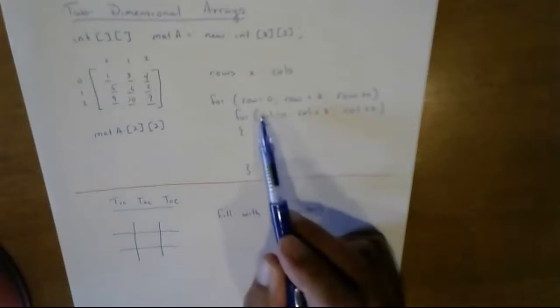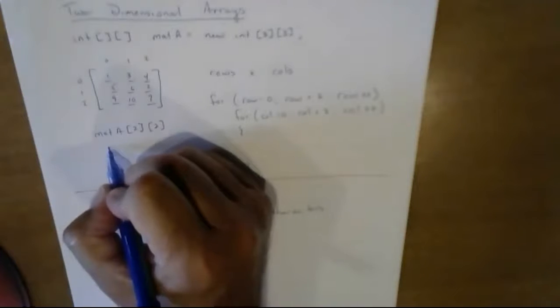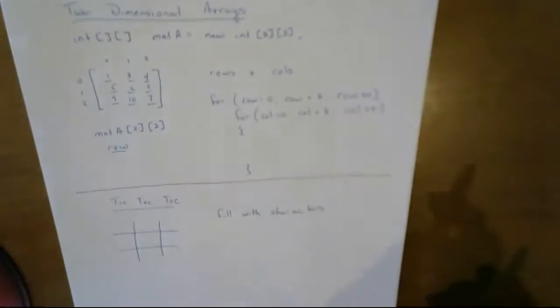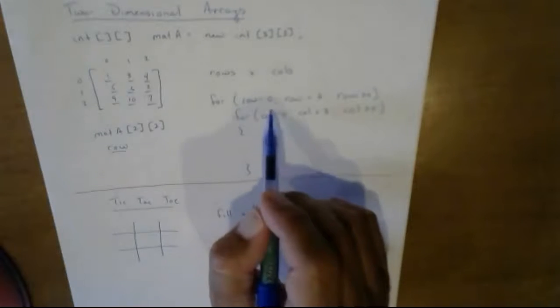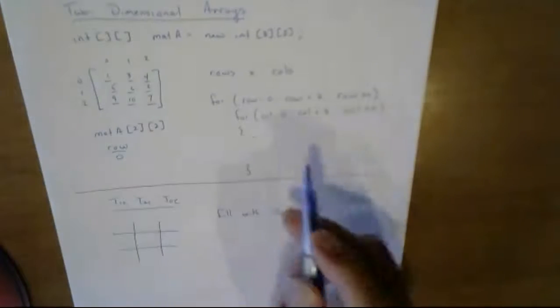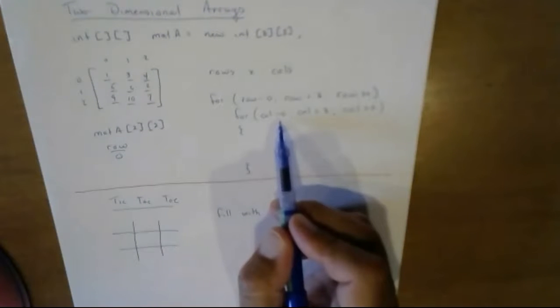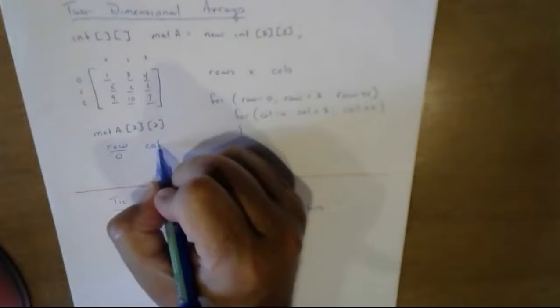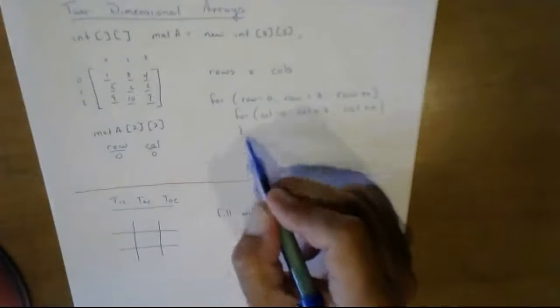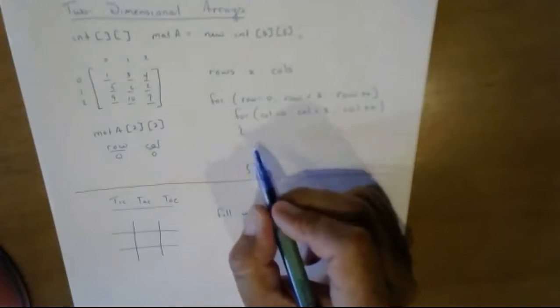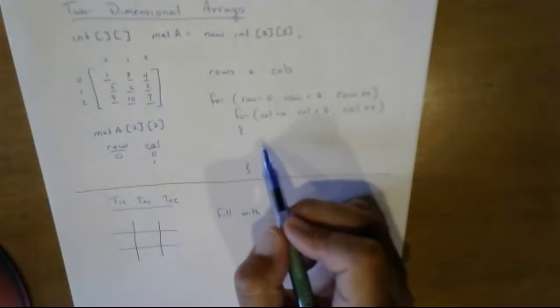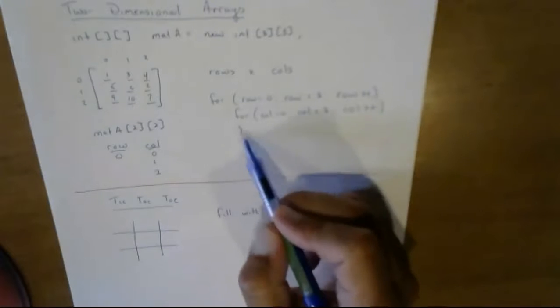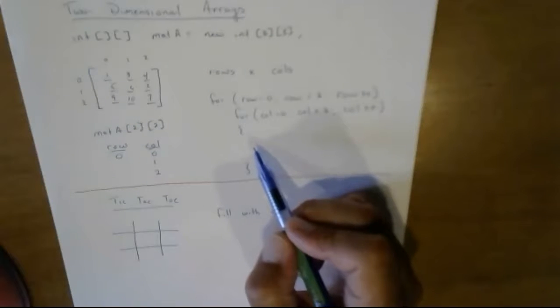So in this case, if I was hand tracing this program, row gets the value of 0, then we come into the inner loop, column gets the value of 0, does whatever it does inside of here, column gets the value of 1, and it'll repeat this inner loop again, and then column gets the value of 2, and it would repeat this inner loop again.